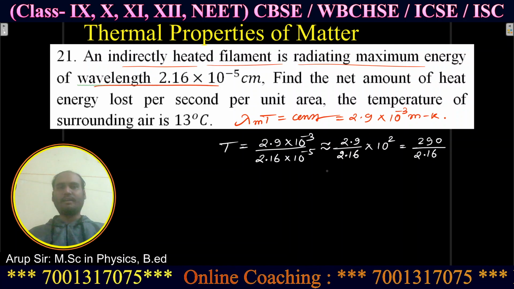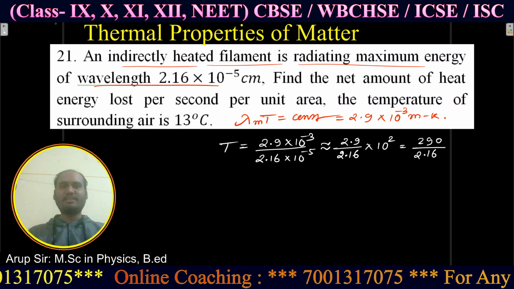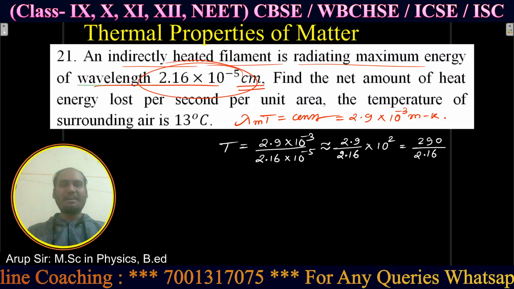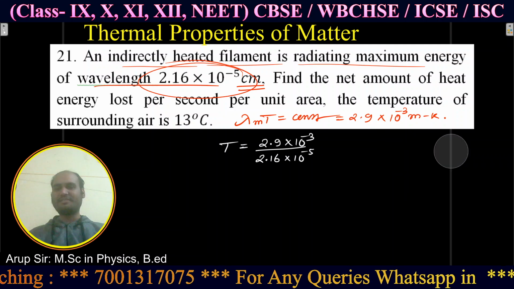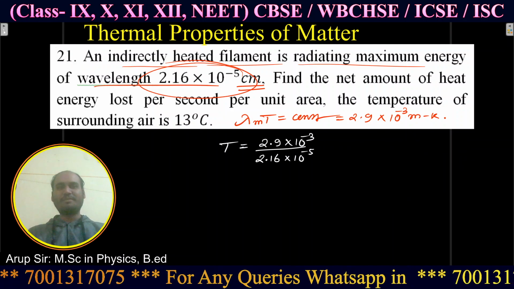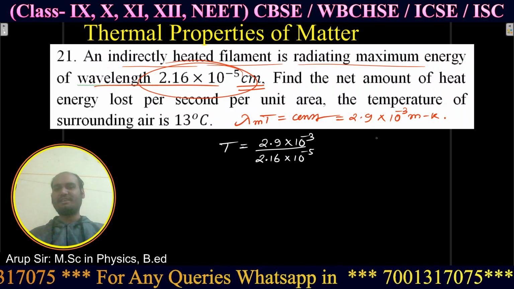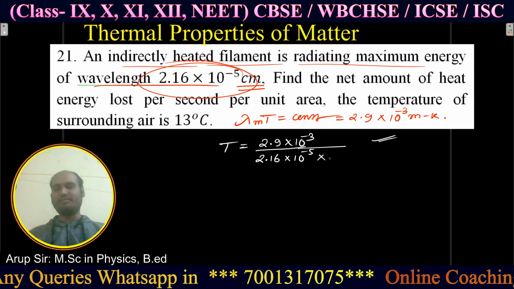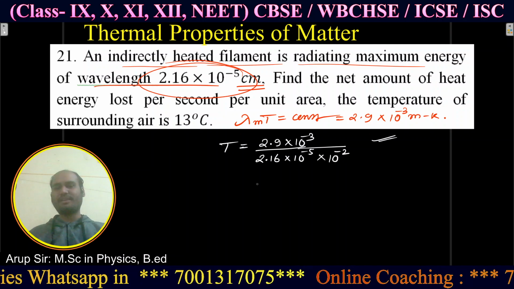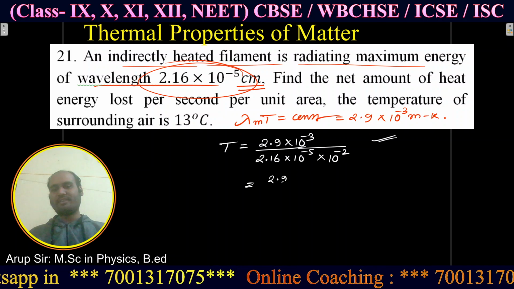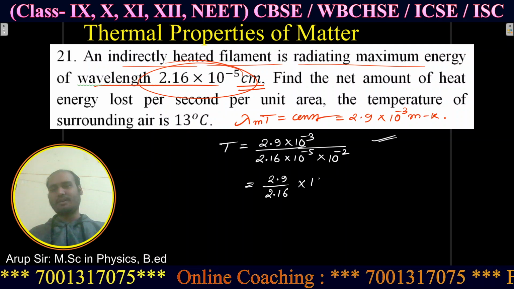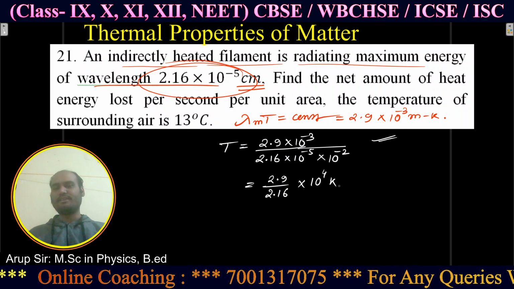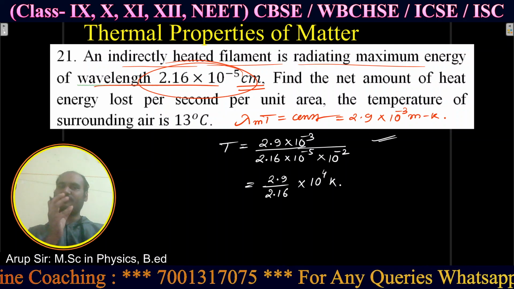One interesting thing is that I have missed the unit centimeter. It is my mistake actually. I should take that unit because the constant is in meter Kelvin units, so you have to convert this lambda value into meters. So 10 to the power minus 2 you have to multiply with. So 2.9 divided by 2.16 into 10 to the power minus 3 and minus 7, so 10 to the power 4, this much Kelvin. This will be the temperature of that filament.